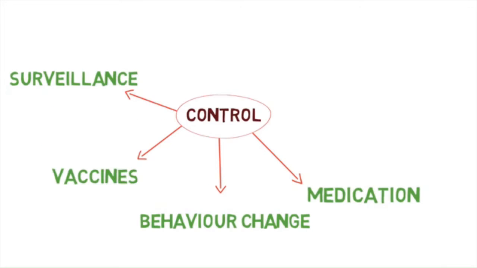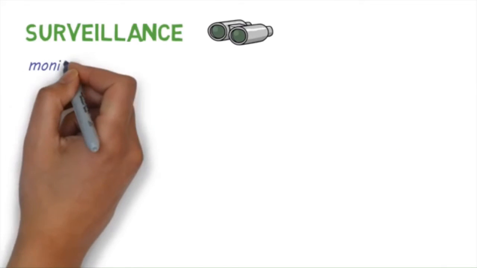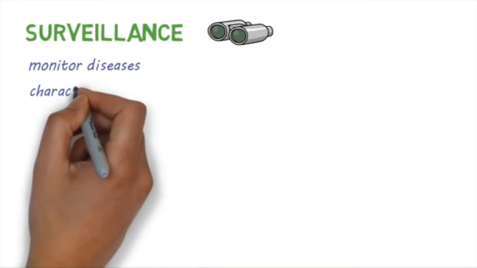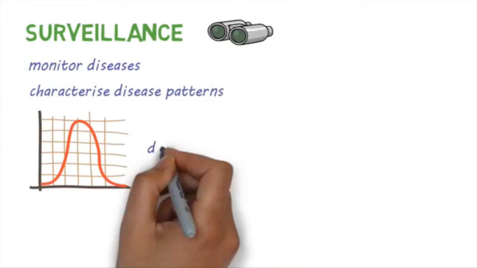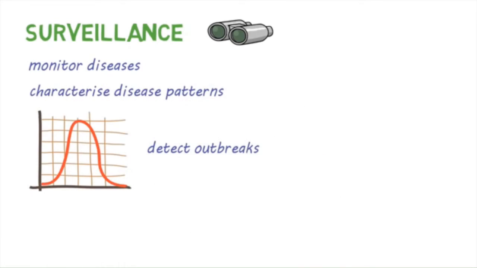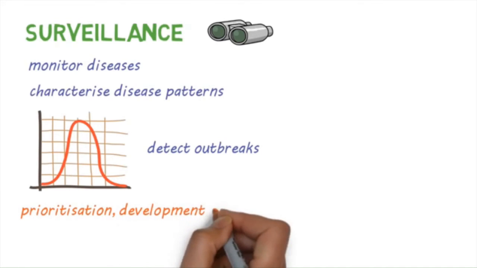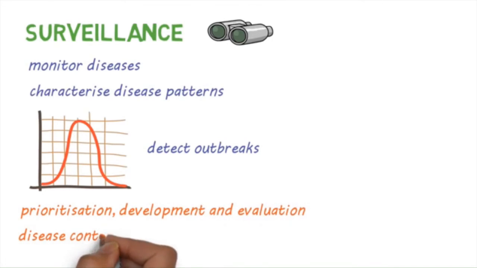Surveillance is a tool that is used to control infectious diseases. It is used to monitor diseases and their trends, characterize patterns of disease, and detect outbreaks. Surveillance can also guide the prioritization, development, and evaluation of disease control programs.